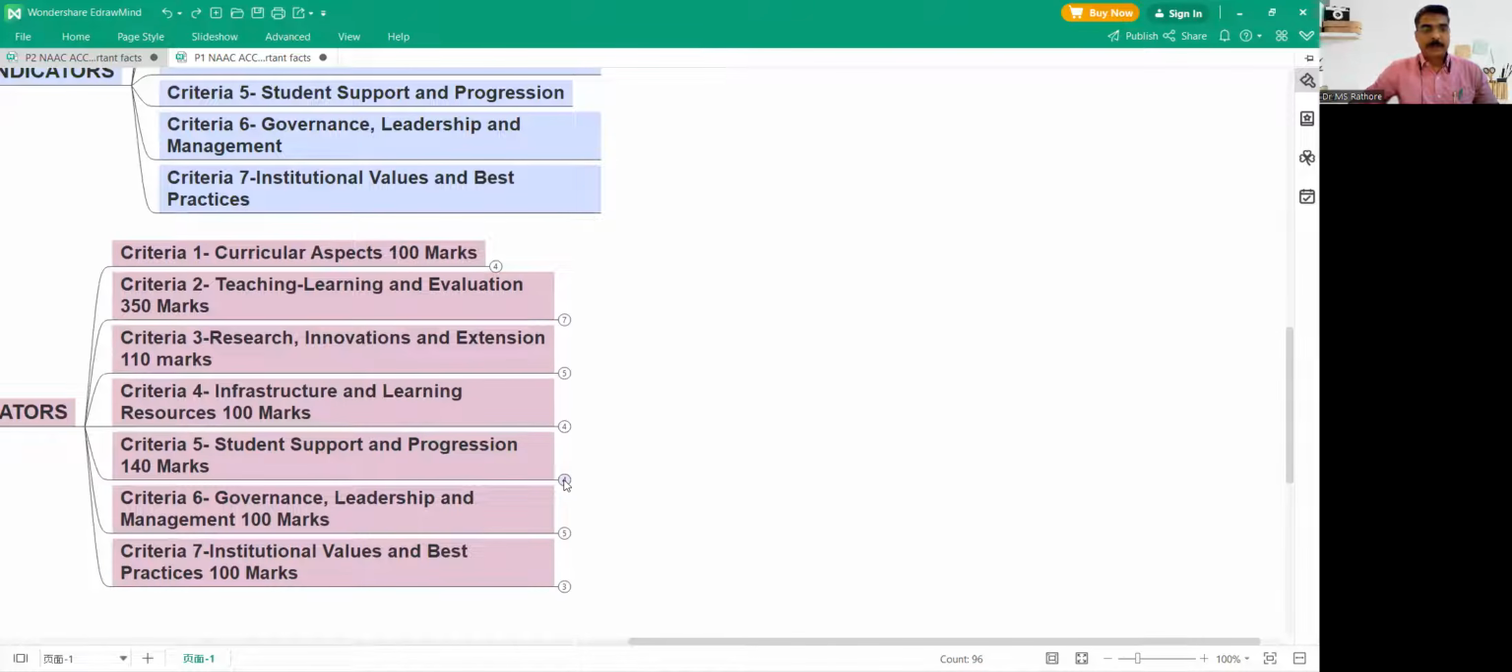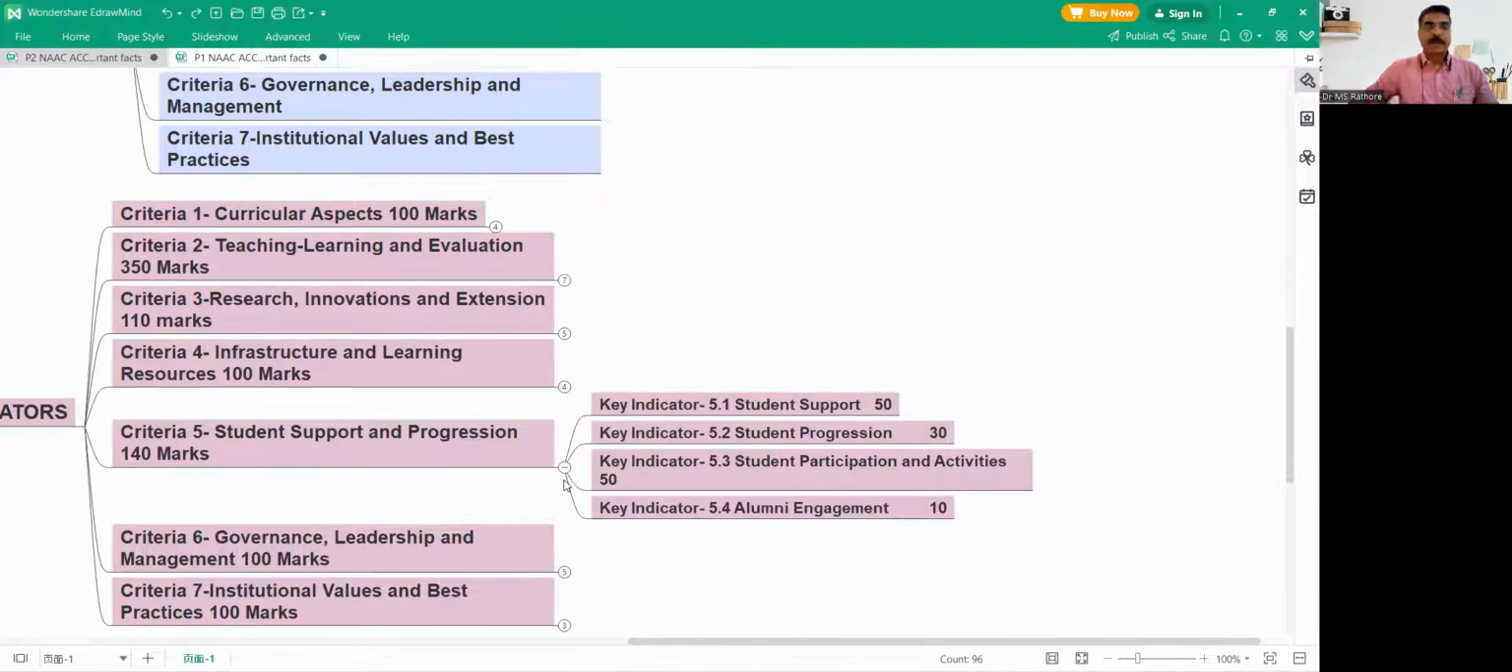Let's move to the criteria 5, that is the student support and progression. And in this criteria 5, you can see there are 4 key indicators. The 5.1 key indicator is concerned with the student support, comprising 50 marks. Then key indicator 5.2 is concerned with the student progression, that is once the student has completed the study, how he is progressing for the placement, for the higher studies, all these things. So 30 marks would be allotted for that.